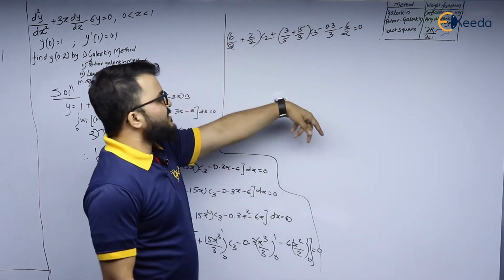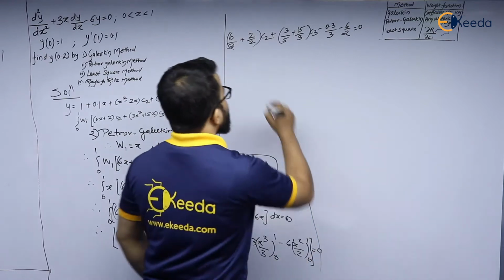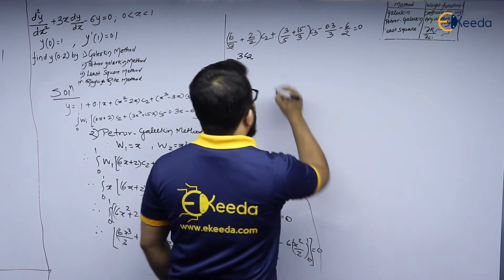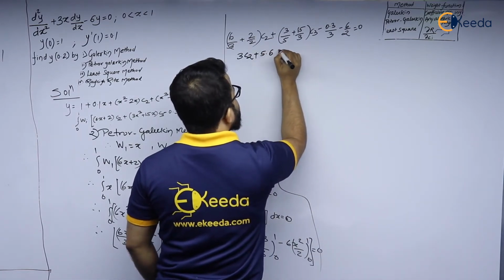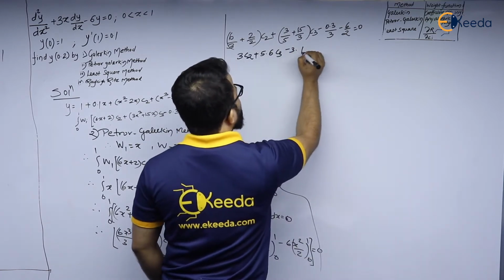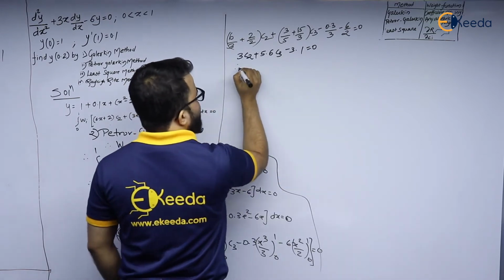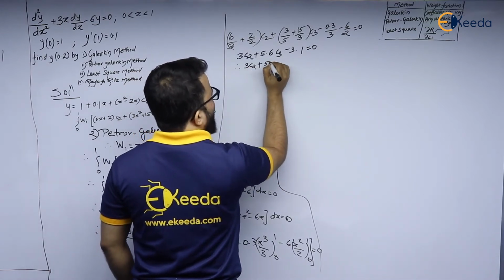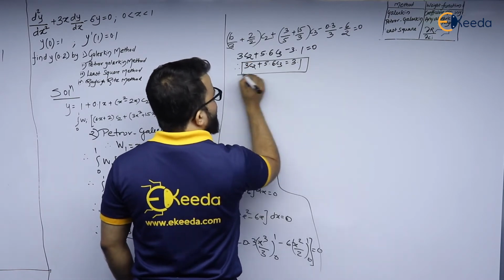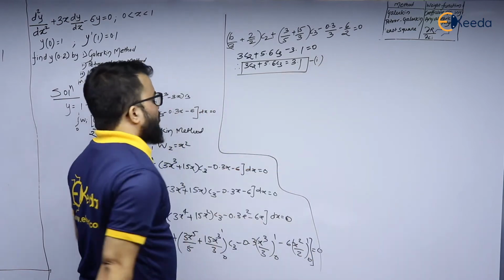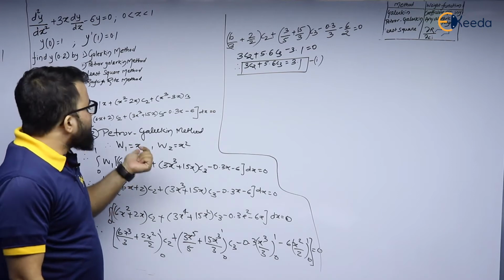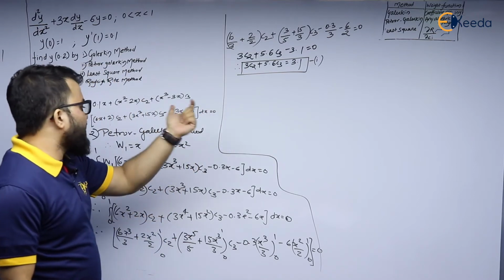After putting this equation in the calculator, I will get 3C2 plus 5.6 C3 minus 3.1 is equal to 0. So I got the equation 3C2 plus 5.6 C3 is equal to 3.1. This is my equation number 1. So I got equation number 1 by using the weight function W1. Now similarly I will solve for W2 and I will get equation number 2.